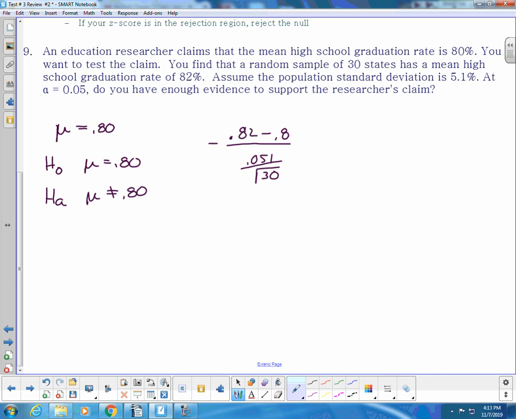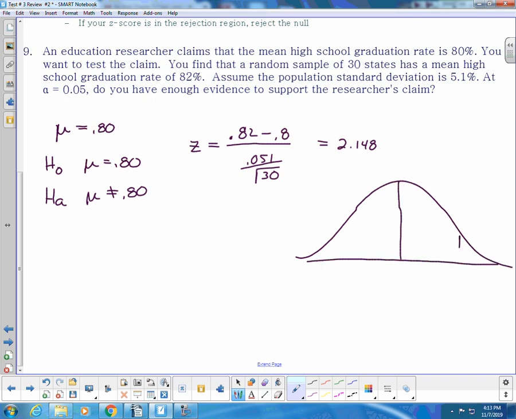Keep in mind, we are using the z-score chart because they gave us the population standard deviation. So we're going to use that standardized chart. Okay, the z-chart. So I get here 2.148. That's my z-score. So I can place that on my bell curve. So 2.148 is like here. Right? Now let's figure out what our critical value is.